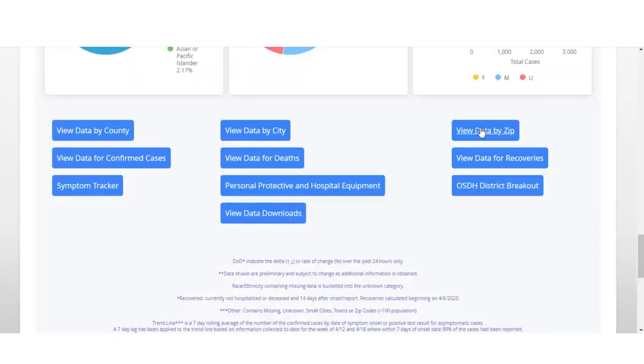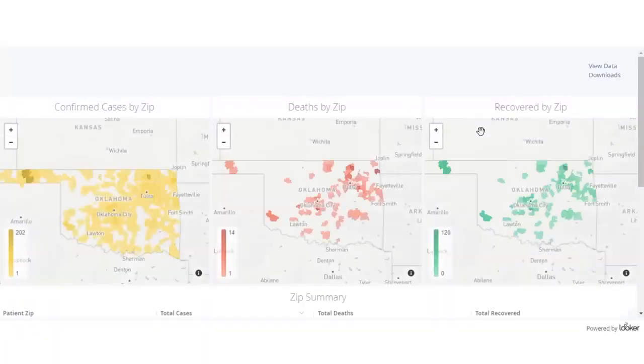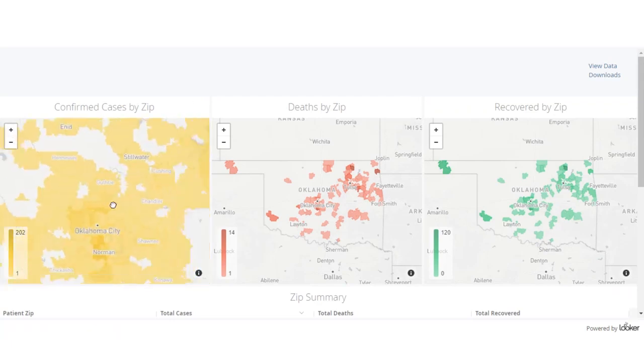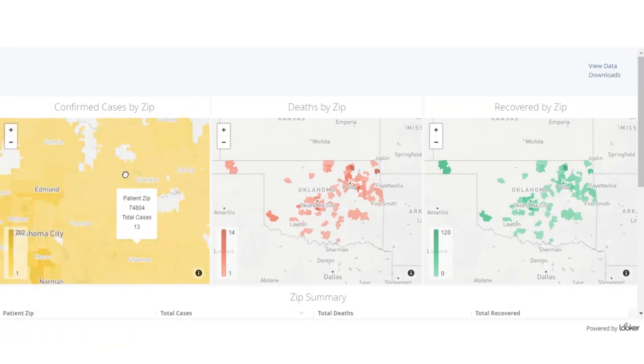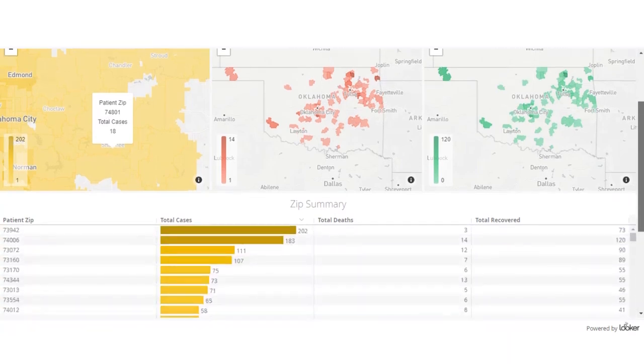Navigating back out to the home page and selecting viewing data by zip code, the same functionality exists. So zooming in to our confirmed cases by zip code, if perchance we were interested in the community of Shawnee, looking here, we would see that in Shawnee there is a northern zip code of 74084, which has 13 cases, and a southern zip code of 74801 that has 18 cases. The same functionality exists for death and recovered.